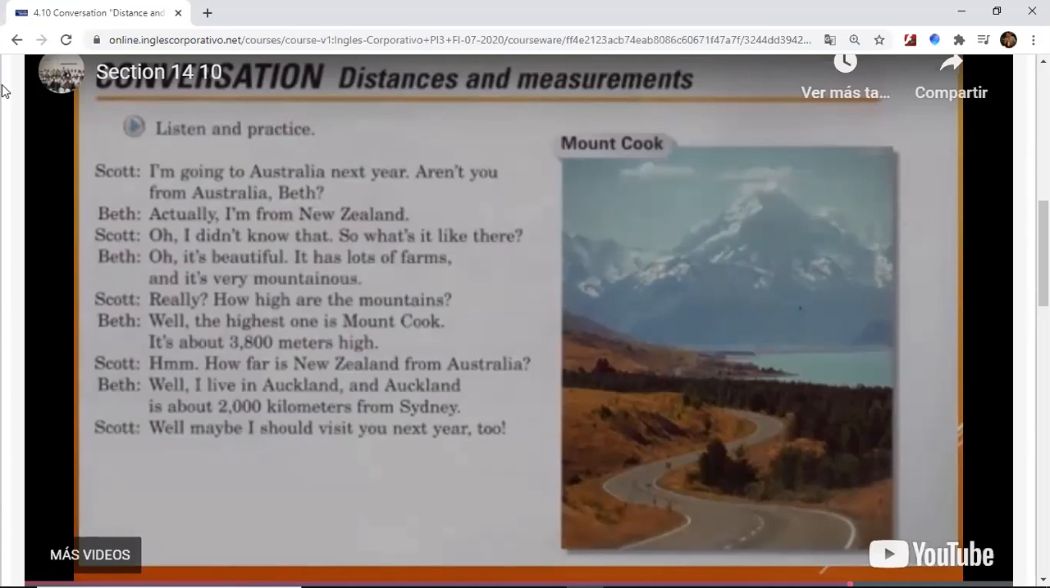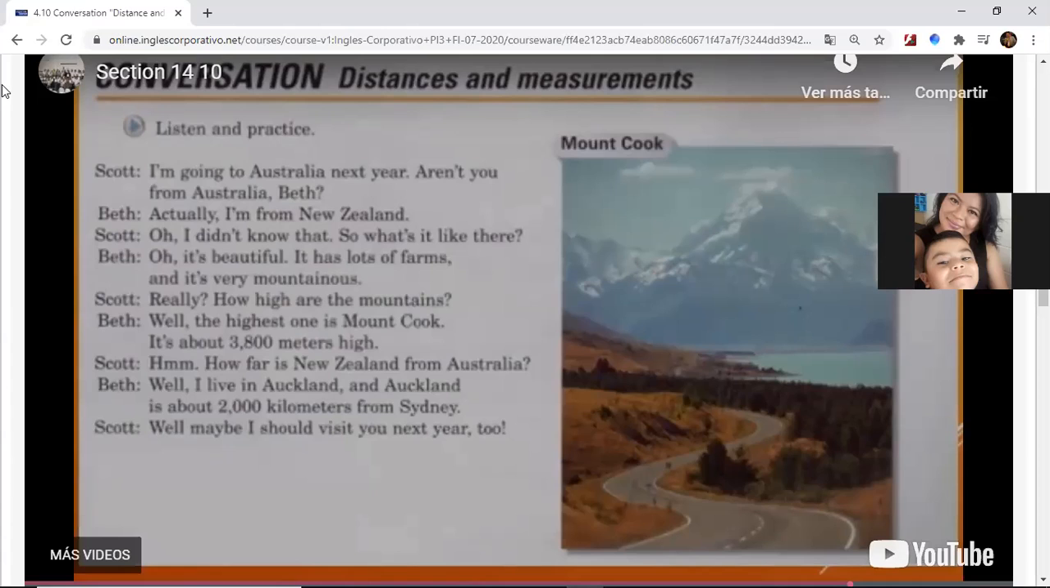I am going to Australia next year. Aren't you from Australia, Beth? Actually, I'm from New Zealand. Oh, I didn't know that. So what is it like there? Oh, it's beautiful. It has lots of farm and it's very mountainous.